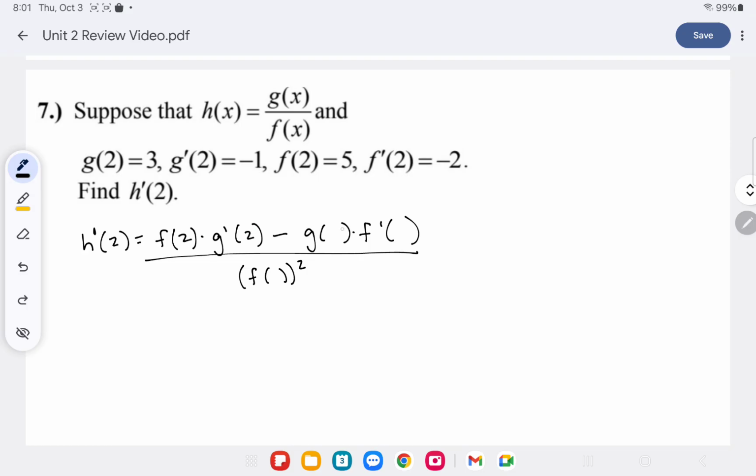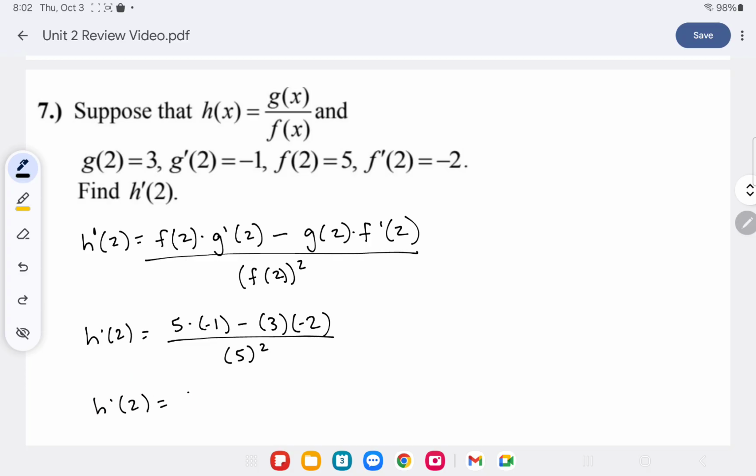So I'm going to plug in 2's for all of these. And all the values that are needed are given. So f of 2 is 5. G prime of 2 is -1. G of 2 is 3. F prime of 2 is -2. And then in the denominator, f of 2 is 5. And we are squaring that. So let's simplify this a little bit more. We have -5 plus 6 over 25. Our answer is 1/25.